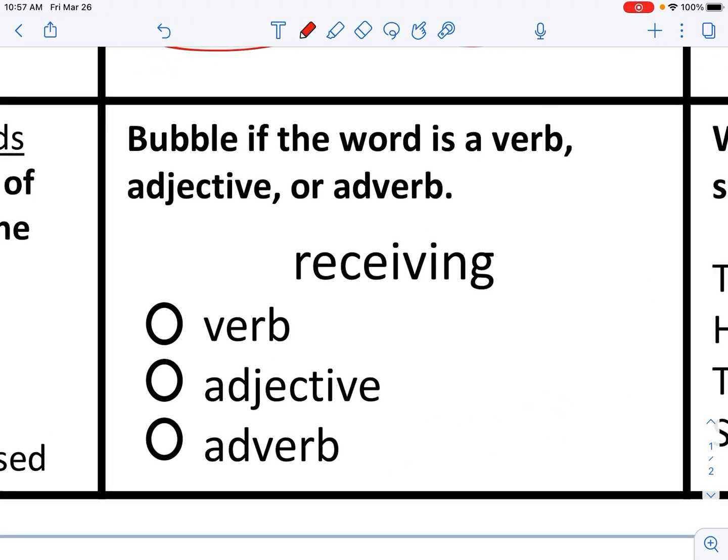Bubble if the word is a verb, adjective, or adverb. Receiving. This word, if you were saying like I'm receiving phone calls, means you're getting phone calls. It is a verb.